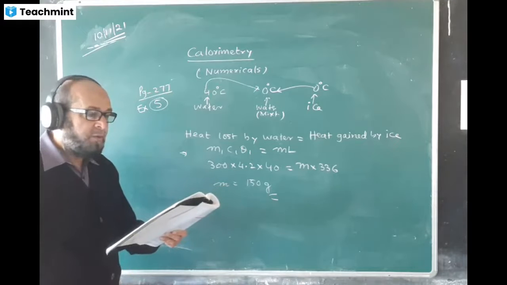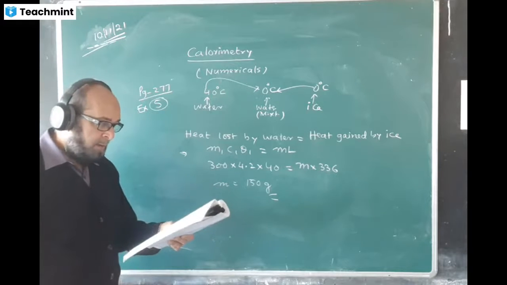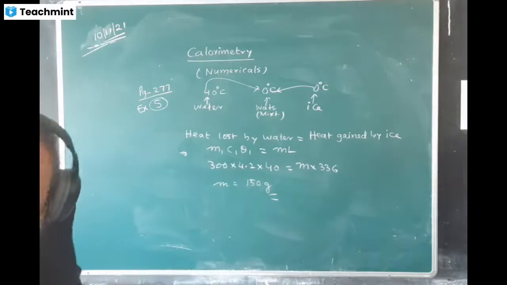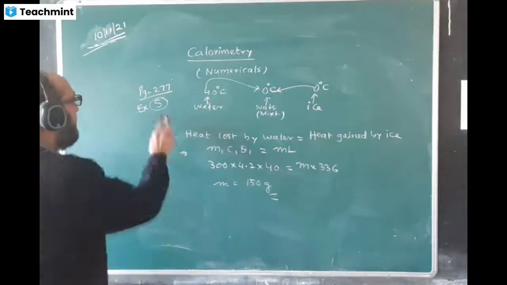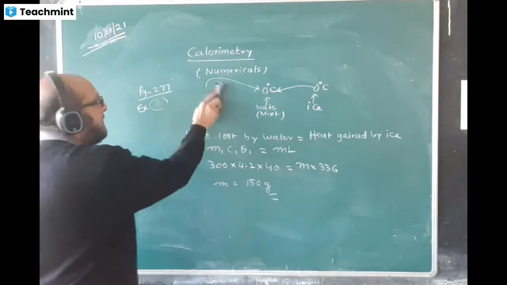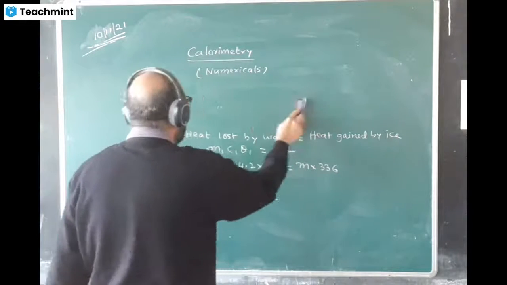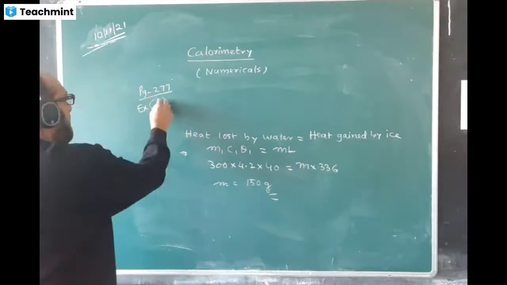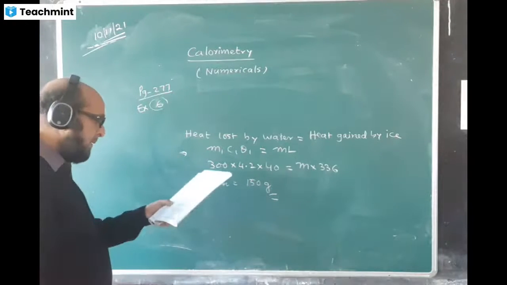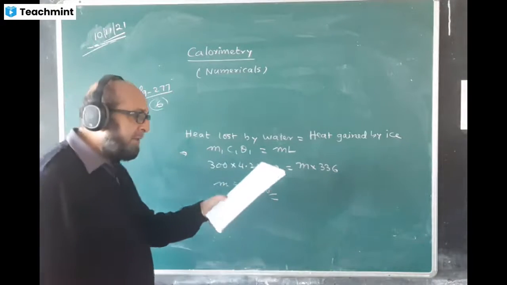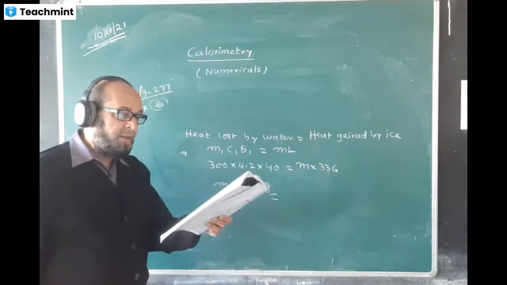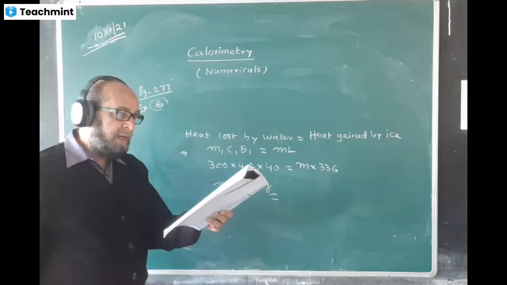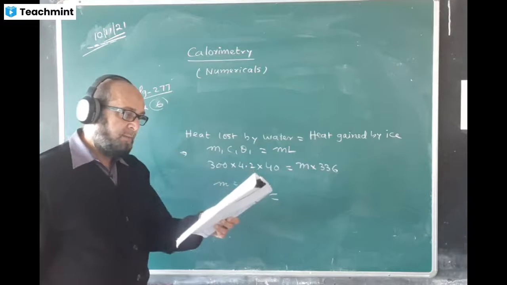Now I'll do the next question. Example 6. I'm doing example 6. You got the idea? Example 6: How much boiling water at 100 degrees Celsius is needed to melt 2 kg of ice so that the mixture is all water at 0 degrees Celsius?